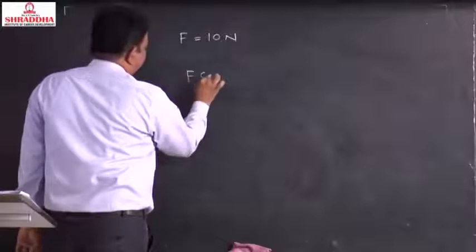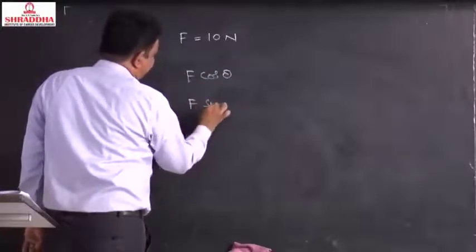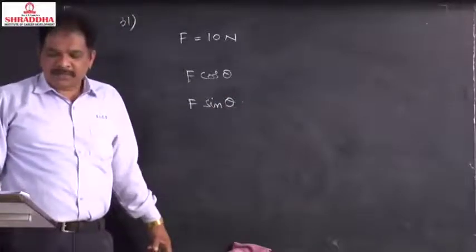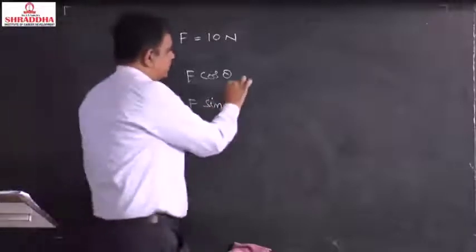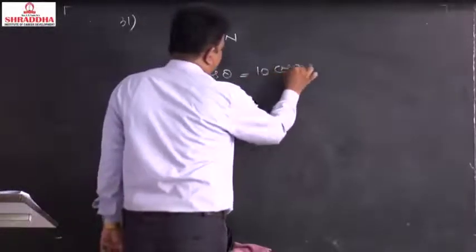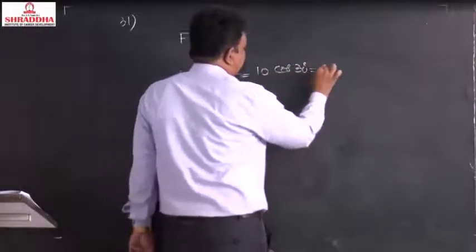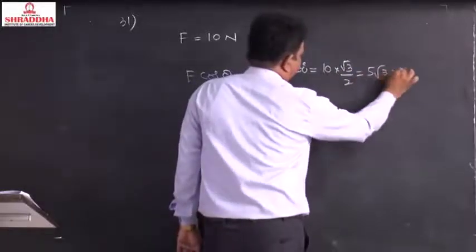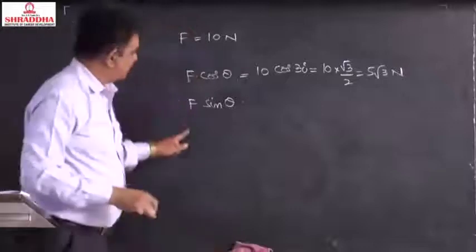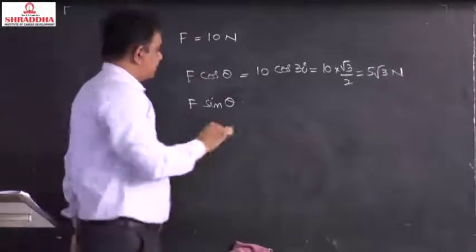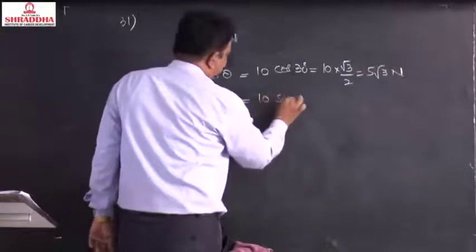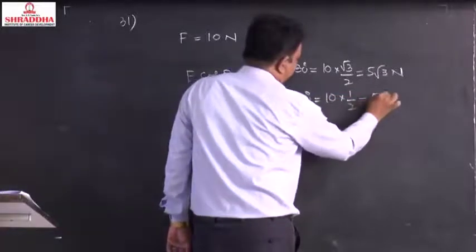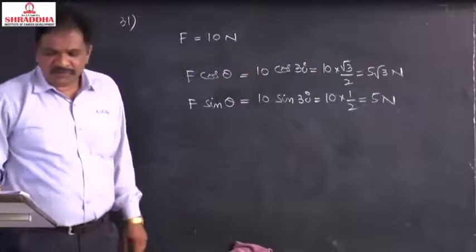If it is resolved into two components, one component will be F cos theta, another component will be F sin theta. So this is equal to 10 into cos 30, so 10 into root 3 by 2. This value is 5 root 3 Newton. Another component will be F sin theta, 10 into sin 30, 10 into 1 by 2. This is equal to 5 Newton.